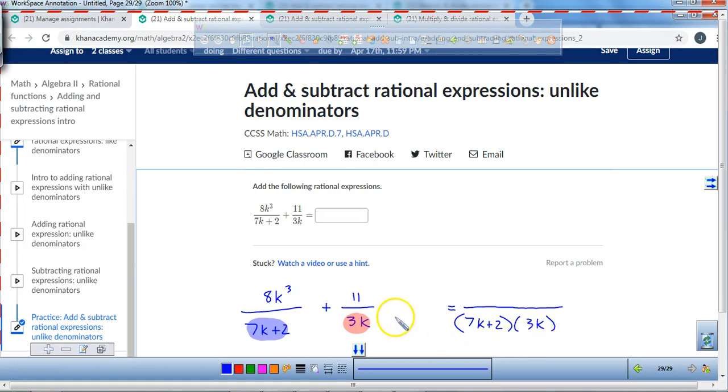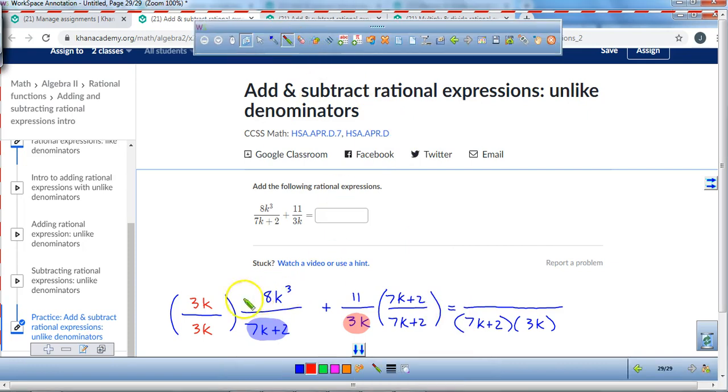And then what we're going to do is multiply both the numerators and the denominators by what they need so that we can have what's called a common denominator. All right? So let's take a look at this. What does this guy need that it does not have? Ooh, it needs a 3k. So I'm going to put 3k right there and 3k right there. What does this guy need? It needs a 7k plus 2 right here and a 7k plus 2 right there.